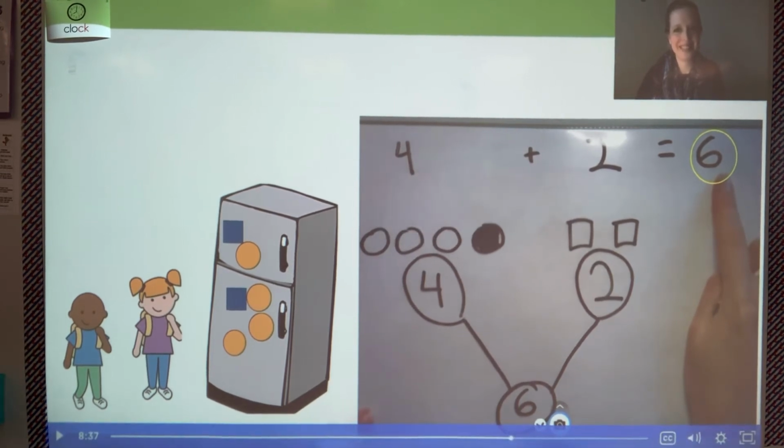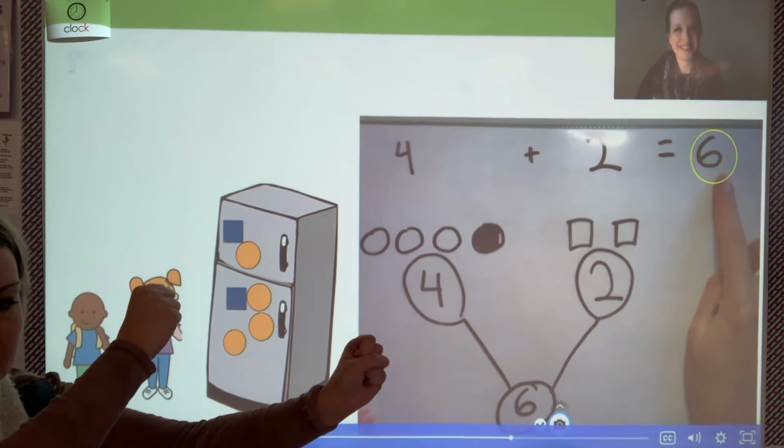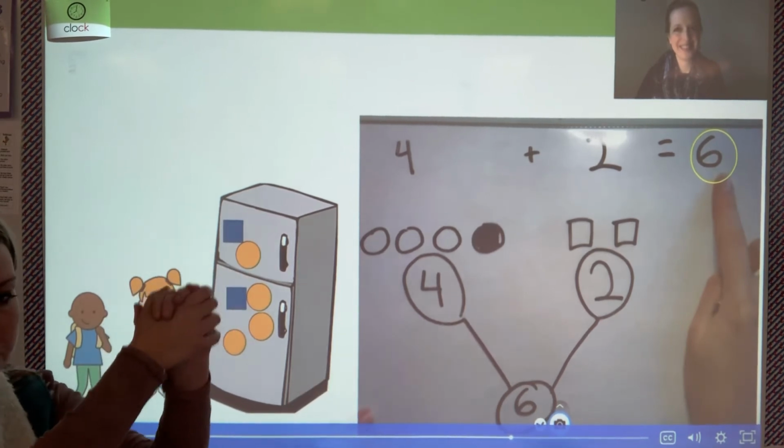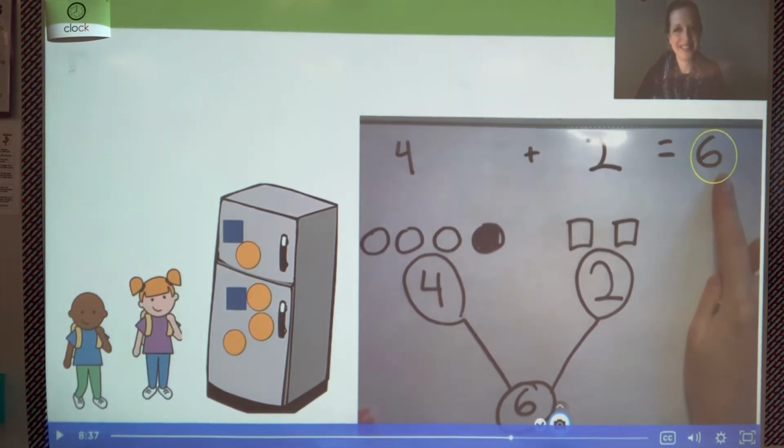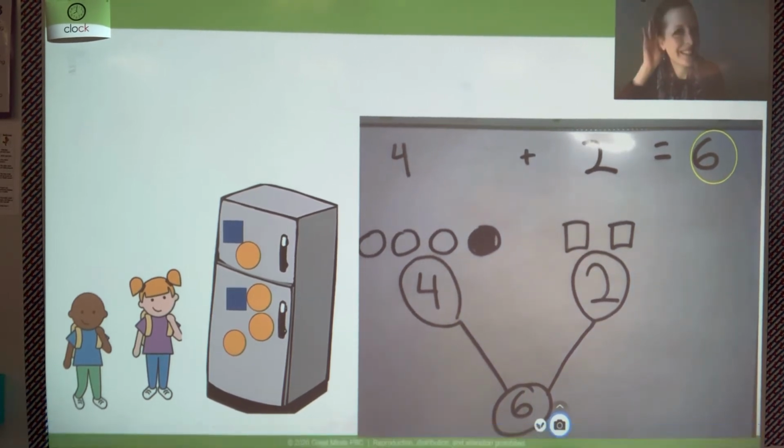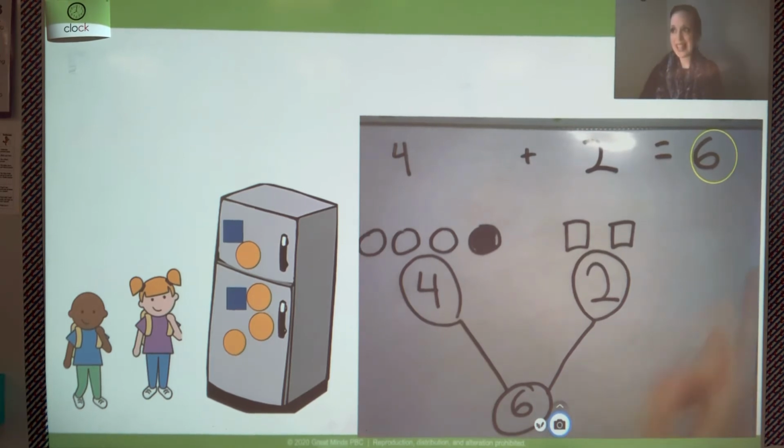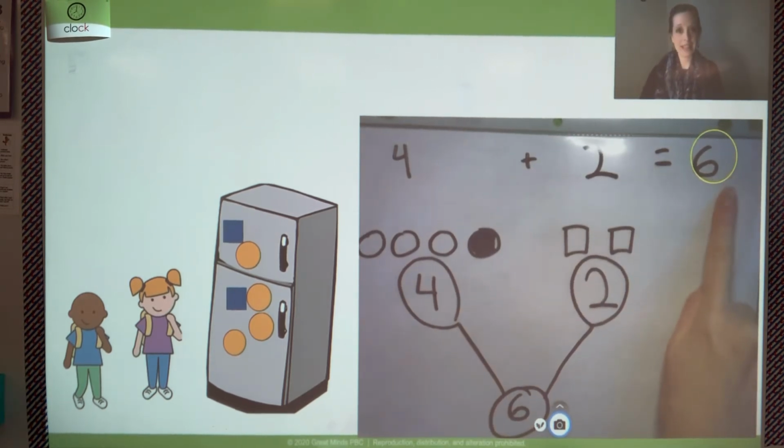Okay, so show me. What is the 6? Is it the part or the whole? Show me, is it the part or the whole? Okay, very good. That's right, the 6 tells us how many shapes Annalise has in all.